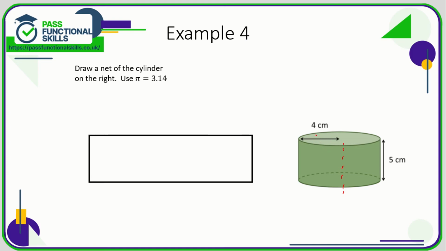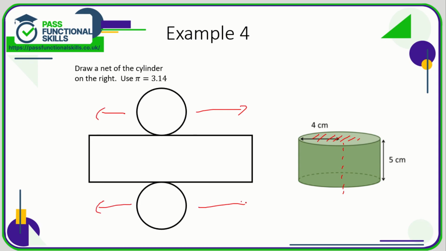on the net of a cylinder you're going to have this circular face here. It's going to be represented by a circle on top of the rectangle, and the circular base is going to be another circle which is underneath. Now these circles can be anywhere on the top and anywhere on the bottom. As long as one is on the top and one is on the bottom, then we're absolutely fine.